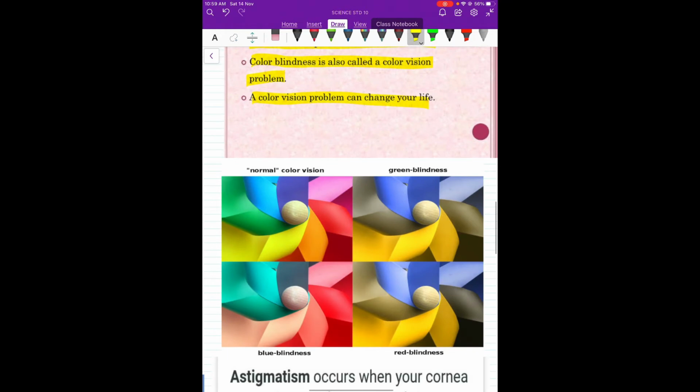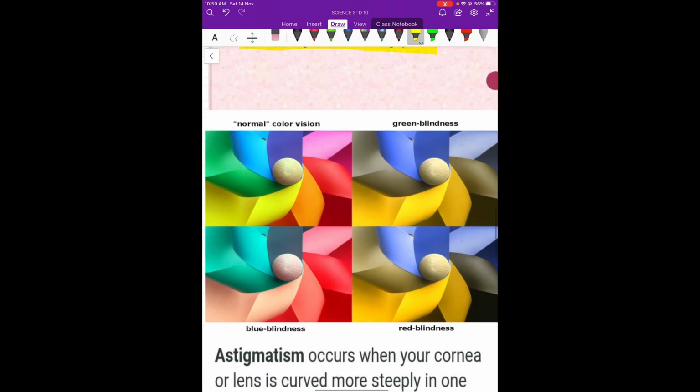It is very important because color blind people are very dangerous when they are driving, because they cannot differentiate the signals. So, here you can see, this is a normal color vision.